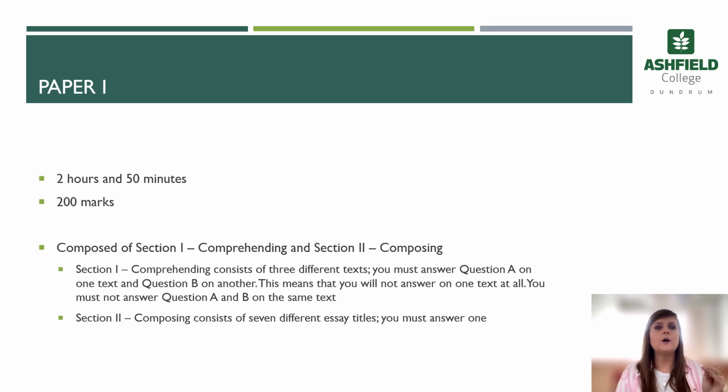Section 1 comprehending consists of 3 different texts. You must answer question A on one text and question B on another. This means that you will not answer on one text at all, and you must not answer question A and question B on the same text. Sometimes in the moment in the exam, students panic and can't remember whether or not they're supposed to answer a question on each text. You're not. You're just supposed to answer question A on one text and question B on another. So there's one text that you won't touch at all.